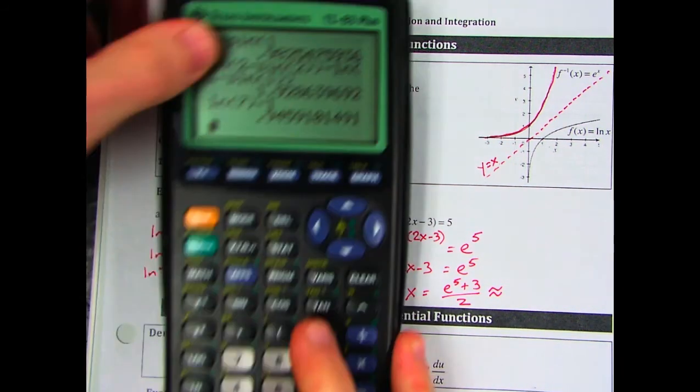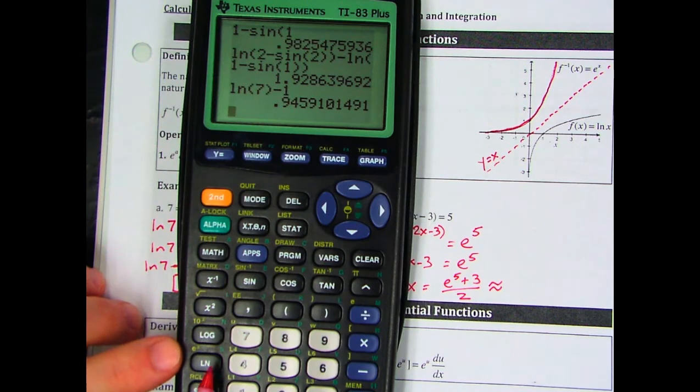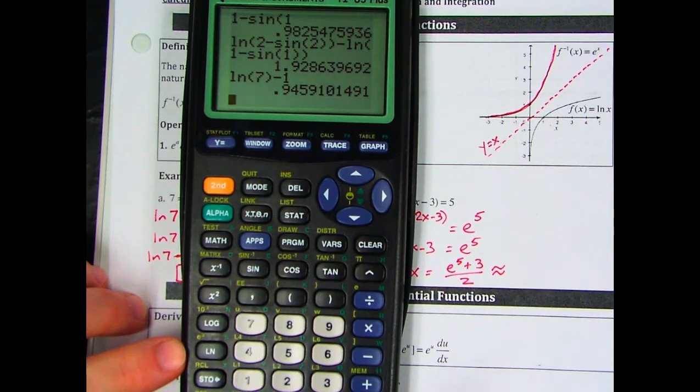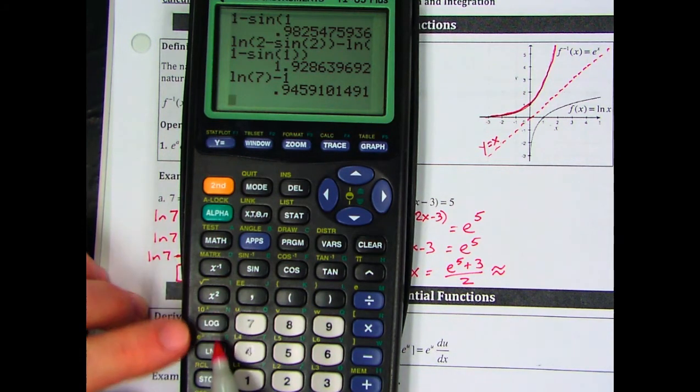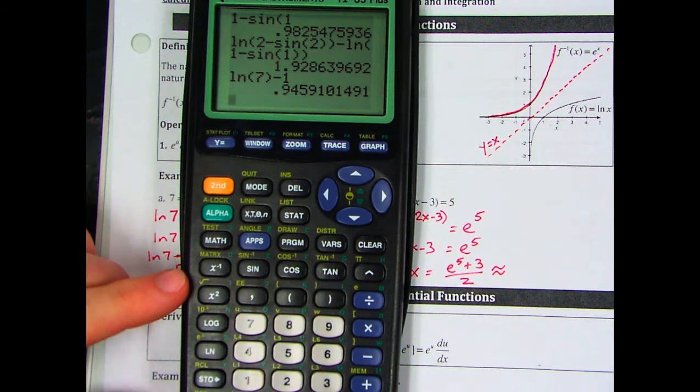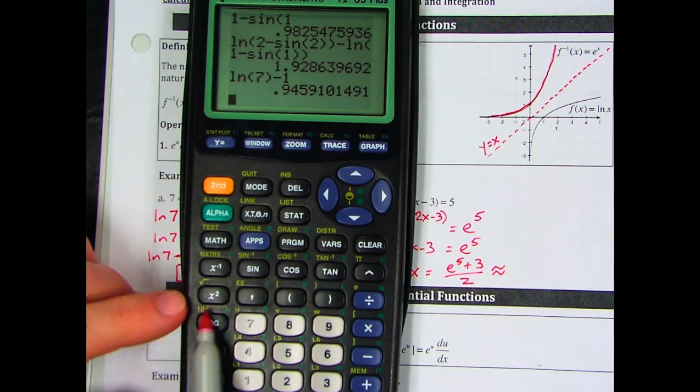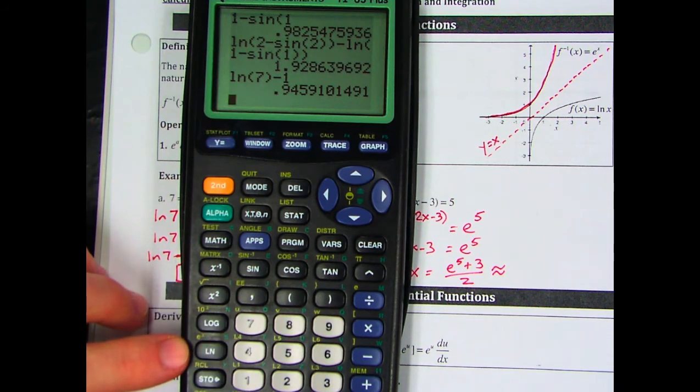Okay, and you can see the e button. What do you know? It's conveniently located right by the natural log button. I wonder why, because they're inverses. And you can see here the set of inverses, x squared, the inverse is square root. Here log, 10 to the x, here ln, e to the x.